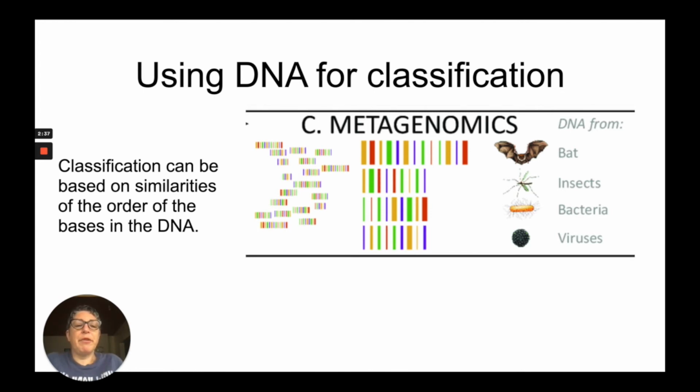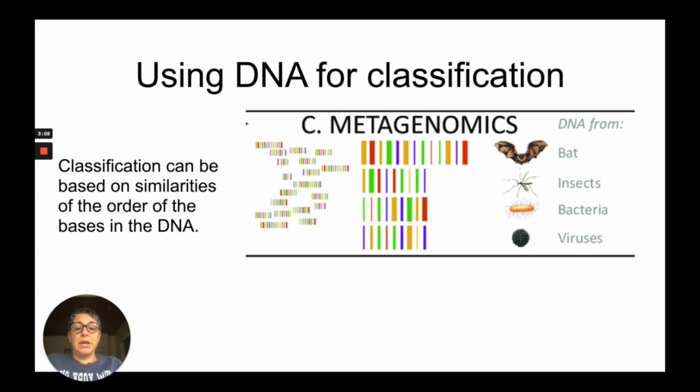So in this diagram we have three living organisms and viruses. So we've got the bat, the insects, the bacteria, and viruses. And if we look at the order of the bases in the section of DNA that has been pulled for these organisms, we can see they are completely unrelated to each other.